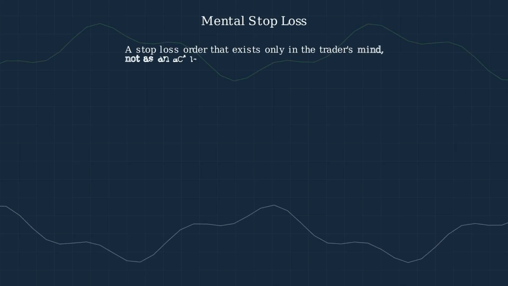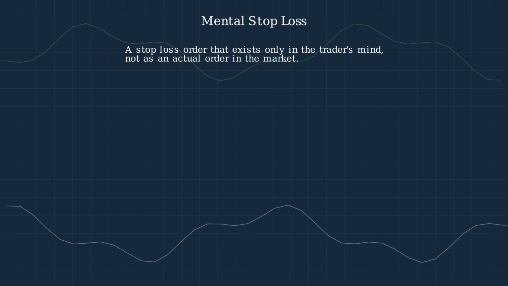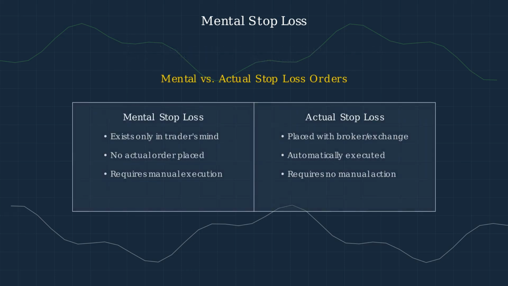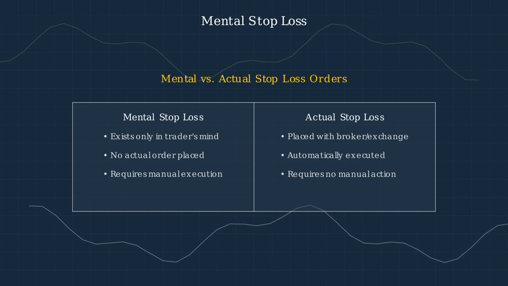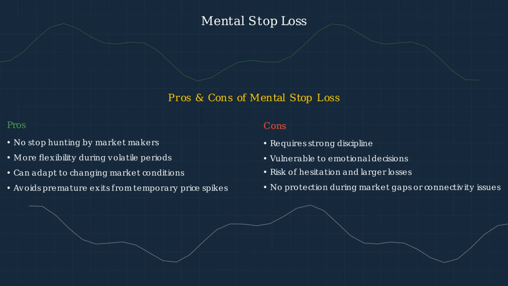Mental stop losses exist only in the trader's mind rather than as actual orders in the market. Unlike standard stop-loss orders, mental stops require the trader to manually exit positions when their predetermined price level is reached. Mental stop losses offer several advantages, including protection from stop hunting and more flexibility during volatile markets.